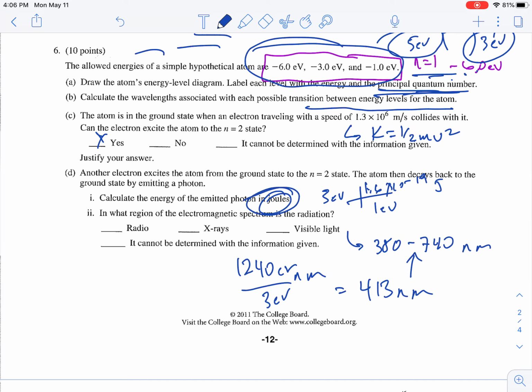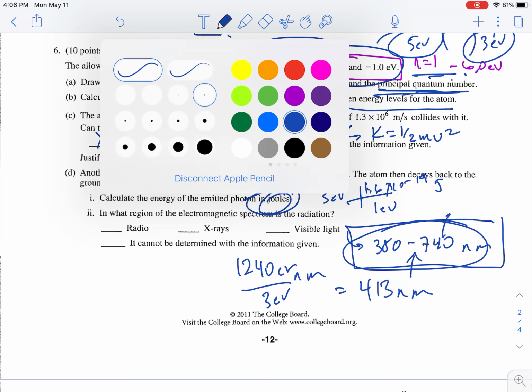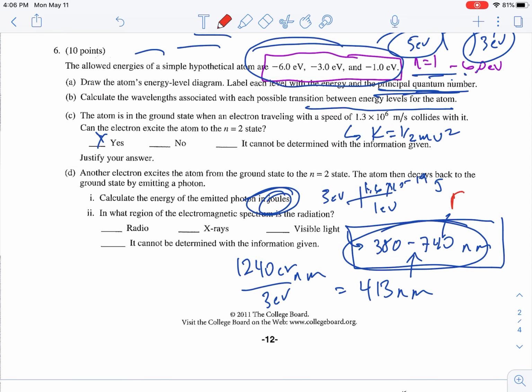Pay attention to D. They want this energy in joules. On this one, I'm not going to expect you to know this on the test, but just a random thing to keep in mind: the visible spectrum of light is from 380 to 740 nanometers. Don't memorize that for the test. But here's what you should know: 740 nanometers is going to be red light, because that's the longer wavelength, and 380 is going to be your violet light. And I tried to write in violet, and that didn't work out.